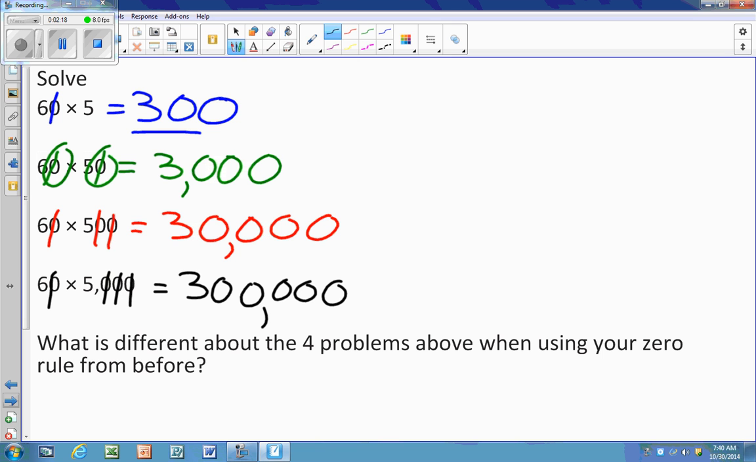And in this case, what's different from the other ones is that the fact sometimes will create a zero. So there can be more zeros in my product than in my factors if the fact that I'm multiplying, so 6 times 5, is a fact that gives me a zero. So I need to be aware of that.